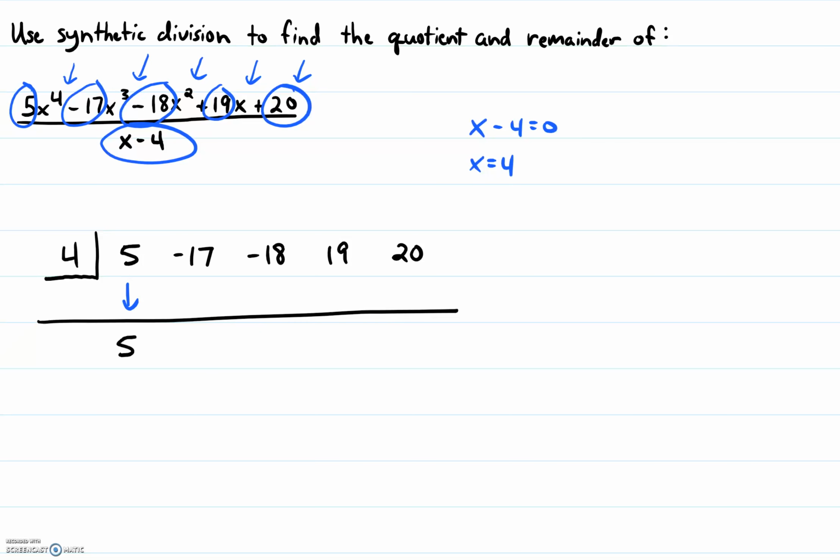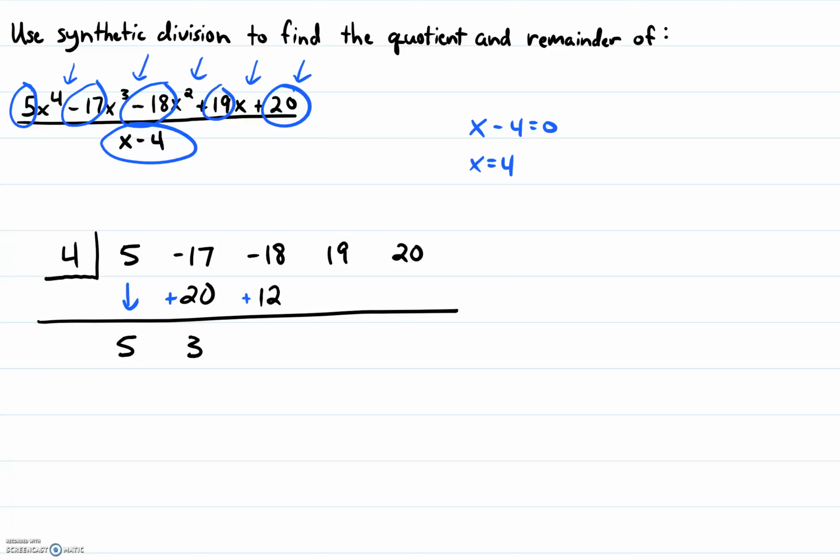So bringing the 5 down, then we're going to say 4, the number in the box, whatever that is, multiplied by 5 is going to give us 20. And then we're going to add. So negative 17 plus 20 is going to give us 3. So you write that there. And then we continue the process. We're going to take the number that's in the box, the 4, multiplied by the 3. That's going to give us 12. And then again, we're going to add.